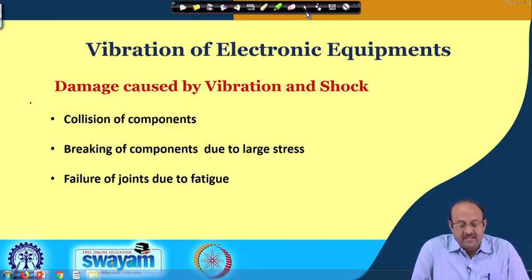So, these are mainly the damage caused by vibration and shock, and by this time you understand pretty well that these are very important aspects, because they can easily break the components. So, we must take proper care to eliminate the vibration and shock, which will be the subject matter of our study for the coming few lectures.